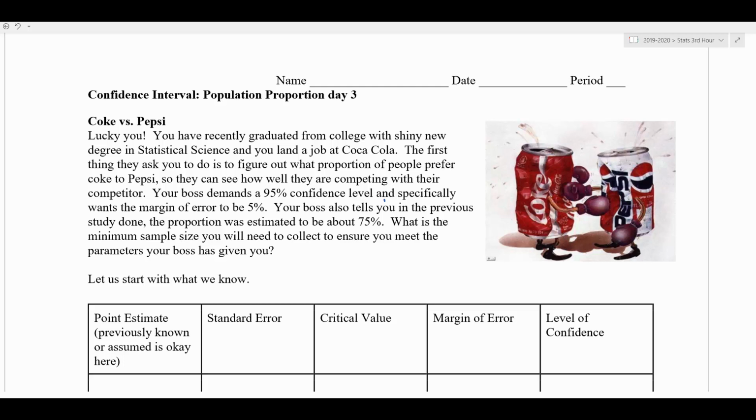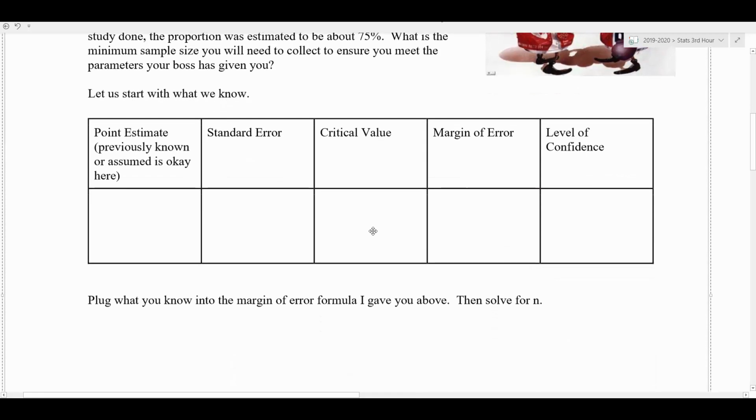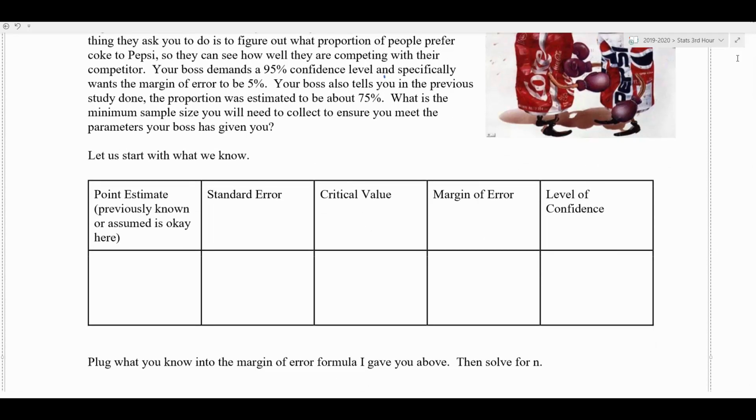Okay, but first we need to determine how many people we're going to go sample. How many people are we going to go ask, hey, do you like Coke or Pepsi? All right, so let's start with a little bit of what we know. Okay. So we'll kind of start here.